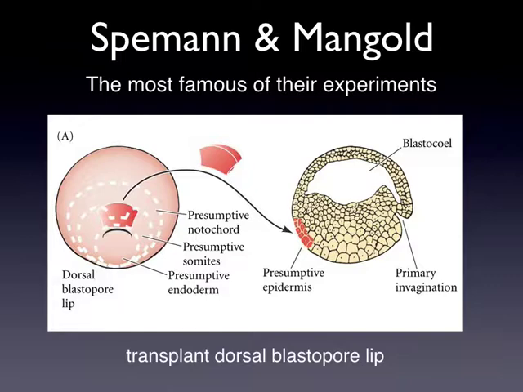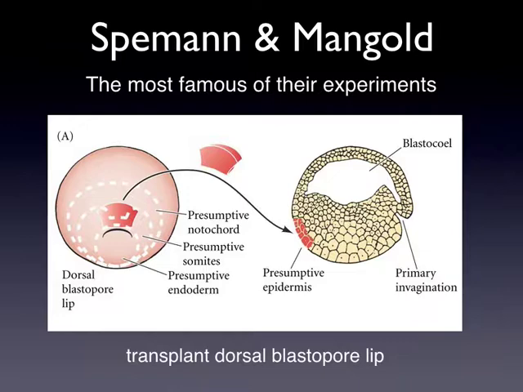Okay, now in this last experiment, this is the most famous of the Spemann-Mangold experiments. This is the one that was done in 1924 that Hilda Mangold based her dissertation on, and actually 10, 11 years later, Spemann won the Nobel Prize for this. So this is the one that, when you hear Spemann and Mangold, this is the experiment that you think of.